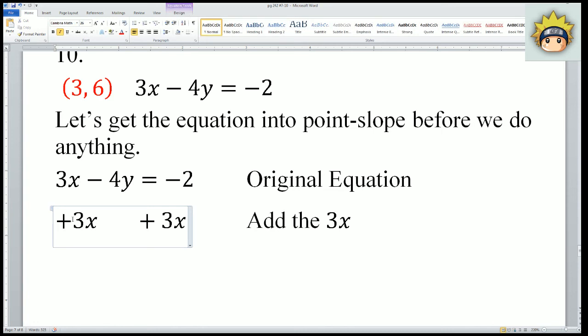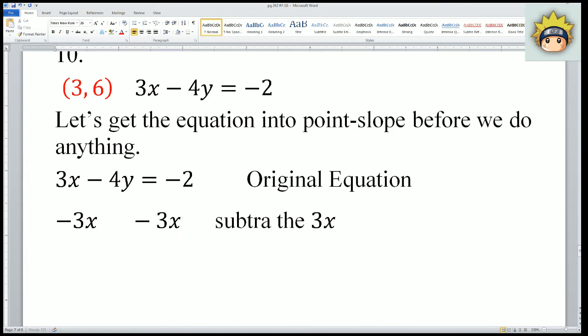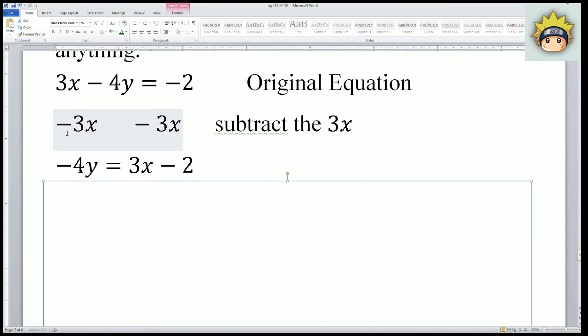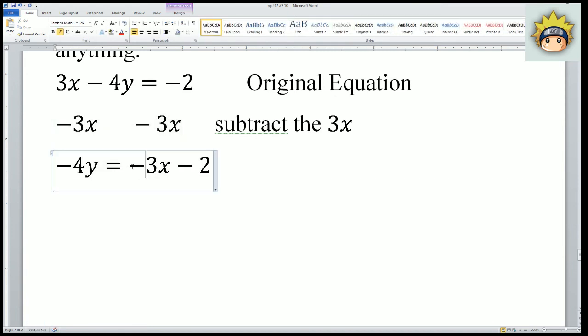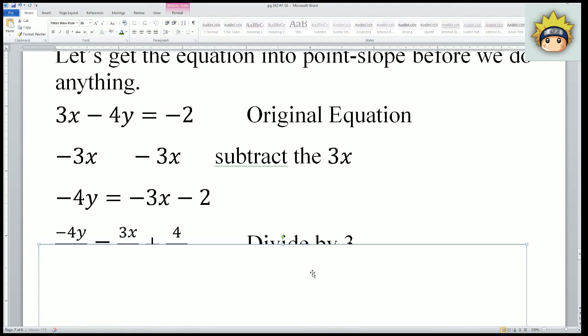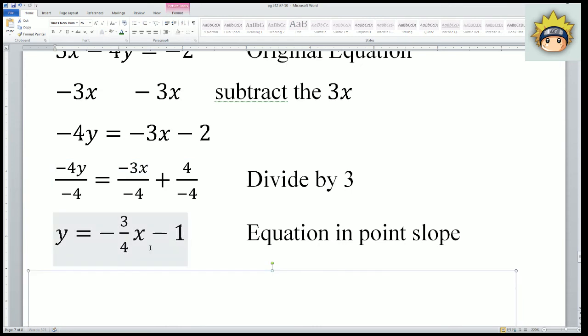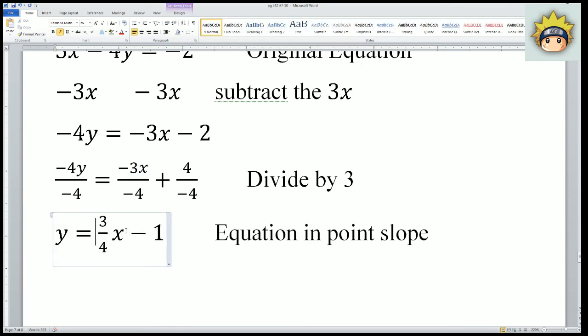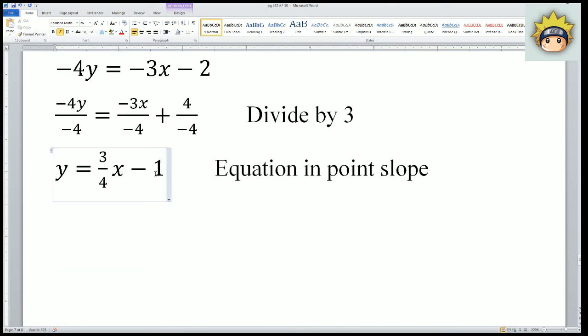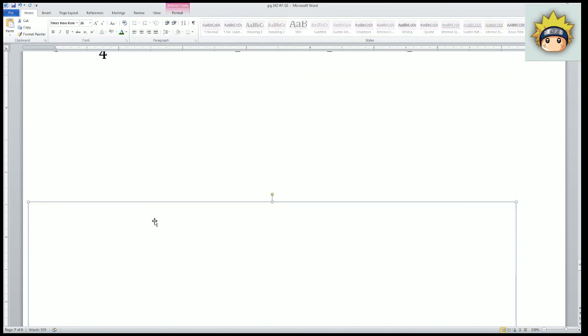Why did I add 3 to both sides? It should be subtract 3 from both sides, right? Let me make sure that's correct. Yeah, subtract 3 from both sides, okay? And you should get negative 4y equals negative 3x minus 2, divided by negative 4. You should have gotten, right? Negative over negative is a positive, so 3 over 4x minus 1. So that is the equation in slope-intercept form, okay?